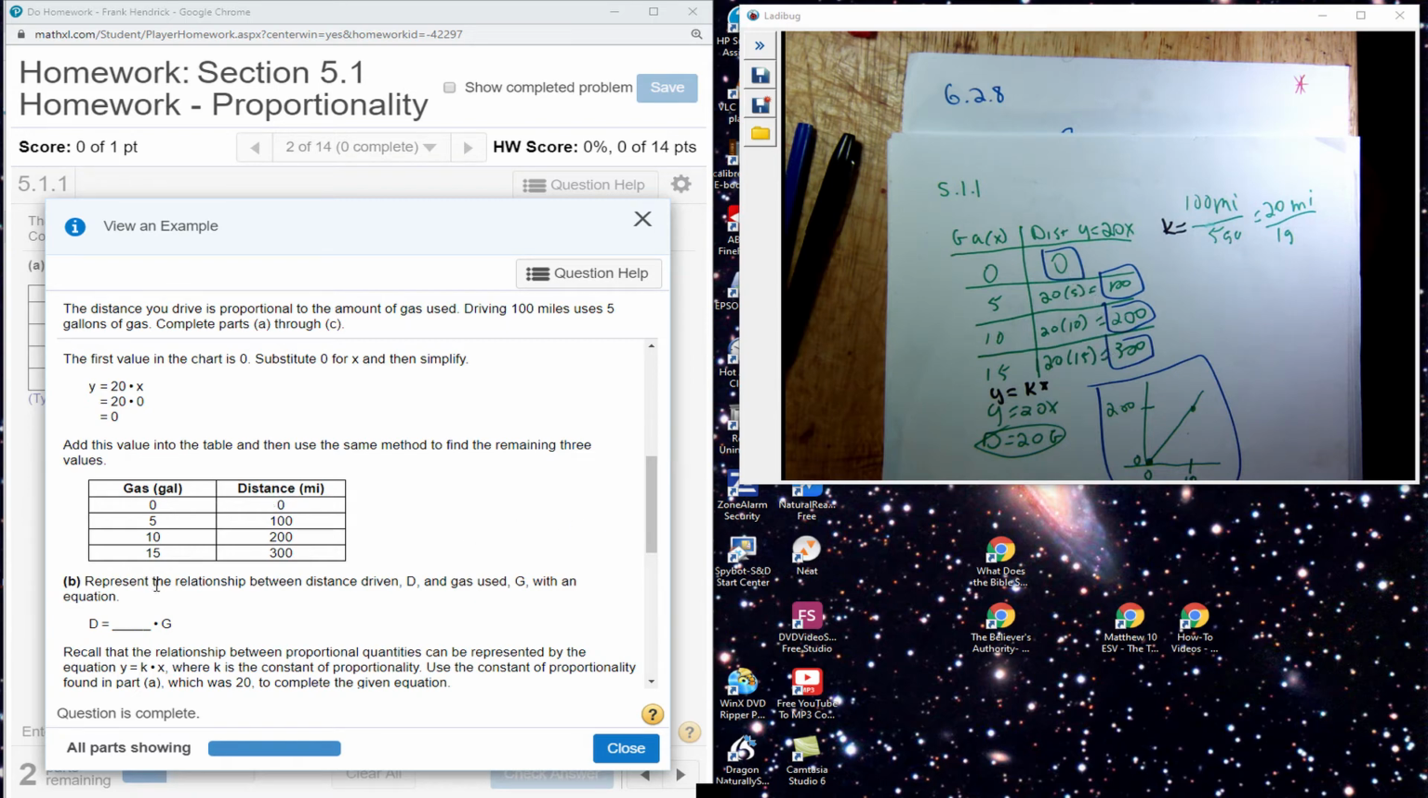Then after that, they want to see it in terms of D and G, where D is the distance and G is the gas used. So we have D is equal to what, G? D is equal to 20G.